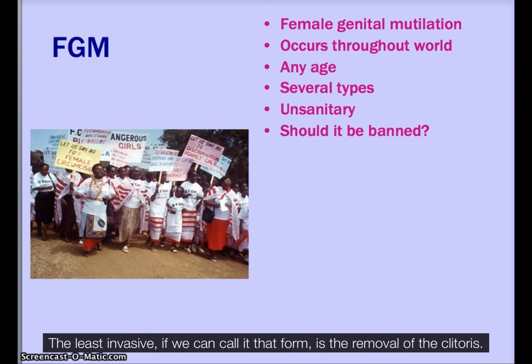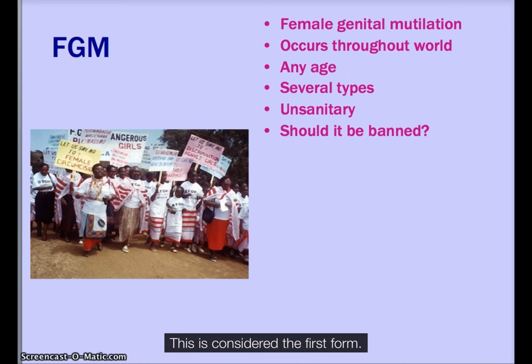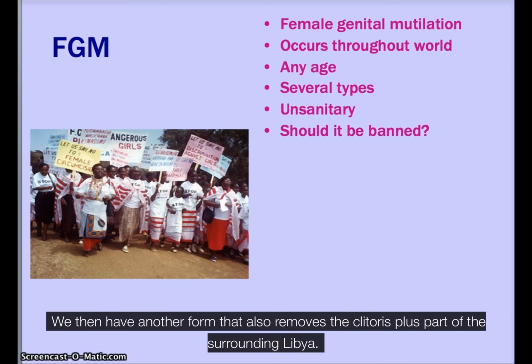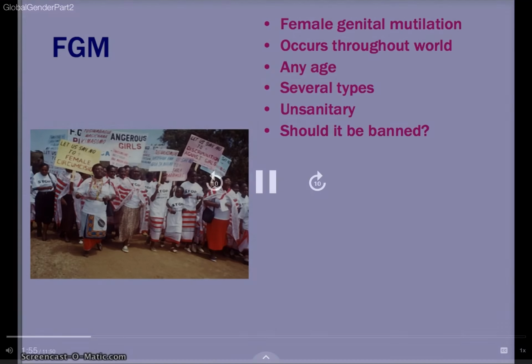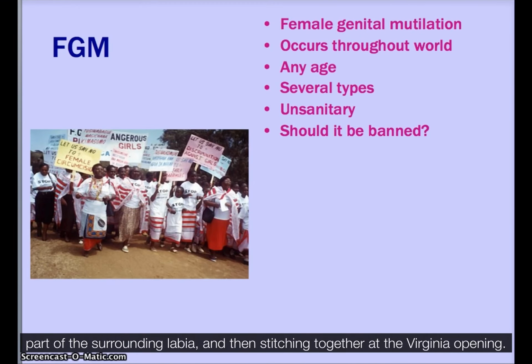The least invasive, if we can call it that, form is the removal of the clitoris. This is considered the first form. We then have another form that also removes the clitoris plus part of the surrounding labia. And then there's another more extreme form that includes removal of the clitoris, part of the surrounding labia, and then stitching together of the vaginal opening.